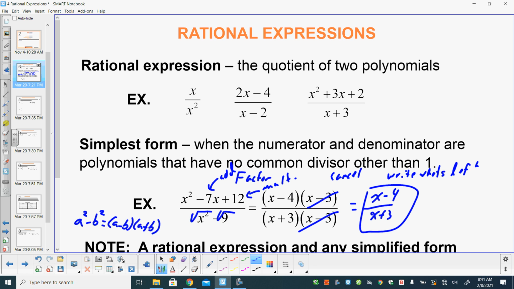So square root of 9. Yeah, so the difference of squares tells us it was the minus and positive for us, so we don't have to worry about all that. Questions?